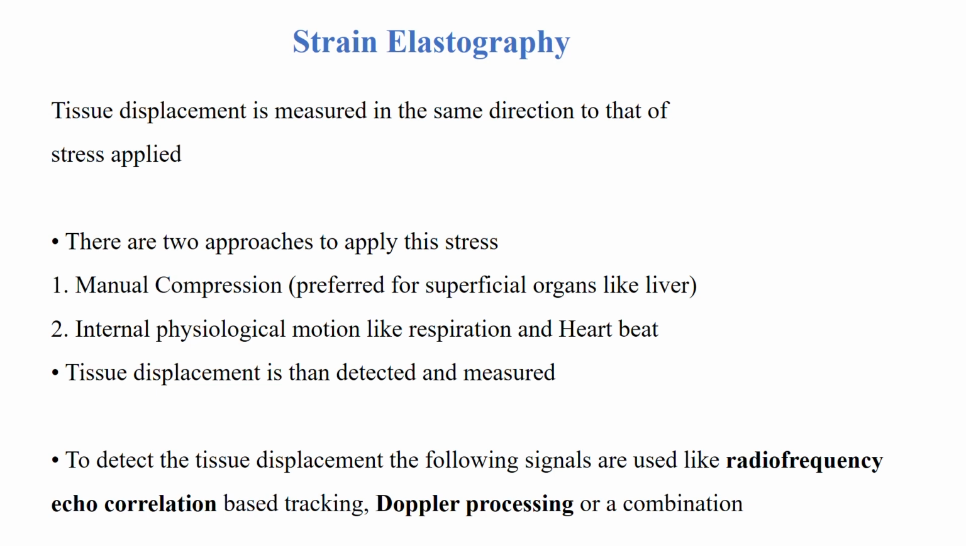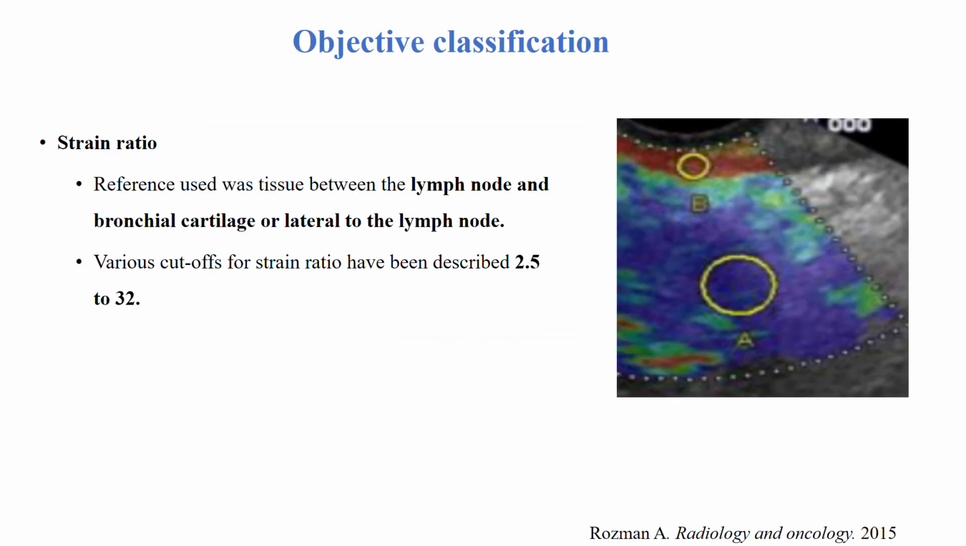And to detect this tissue displacement, we use certain techniques like radio frequency echo correlation based tracking, or Doppler processing, or a combination of both. So the strain ratio, what I was speaking to you about, is nothing but you take a node, you apply the elastography, and then you see the blue portion and the red portion. We know that the blue portion indicates a stiffer node and the red portion indicates a less stiff node. So what we do is we make a ratio of these two.